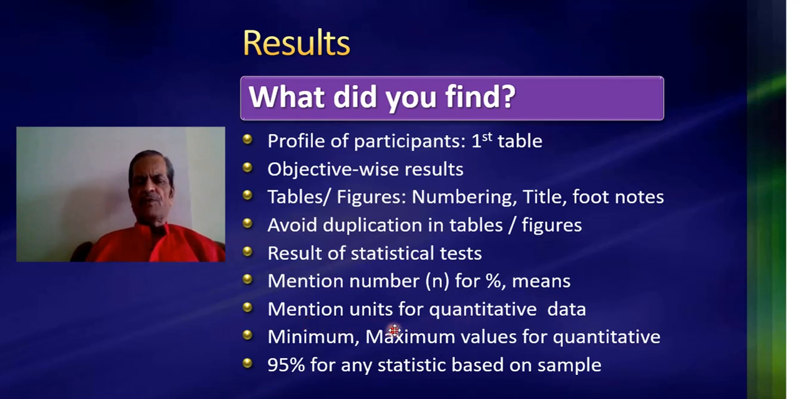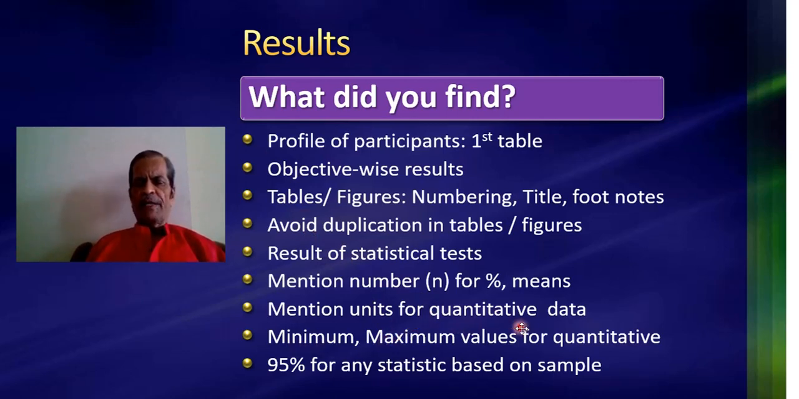You must mention the units for the quantitative data. There may be quantitative variables and the unit of measurement must be given. Like for hemoglobin, it may be in grams percentage. For height, it may be in centimeters. For weight, it could be in kilograms. So the units of measurement for the variable mentioned in the table of the results must be mentioned.